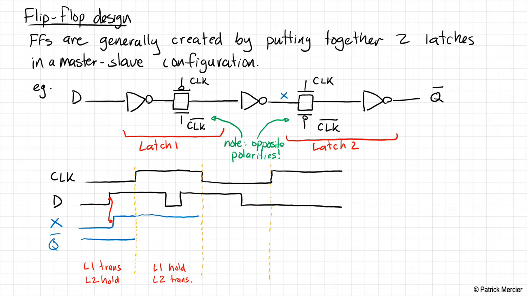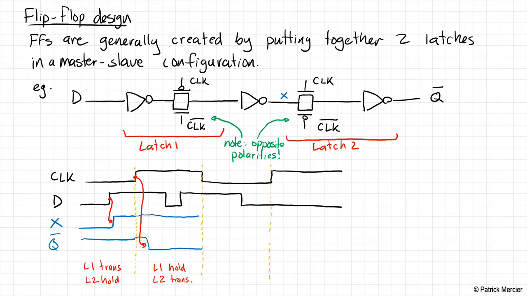So whatever is at its input then becomes its output, although in this case it's inverted. Okay, so X is at its input, so the output is going to go to 0. And note here that this is actually going to be a clock to Q delay, because it's the positive edge of clock that's causing this delay to happen. Now, because X is constant during when clock is high, because latch 1 is in the hold mode, then this just stays constant for the whole period here.